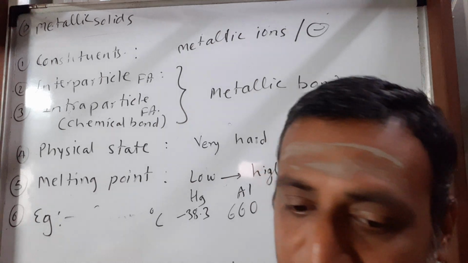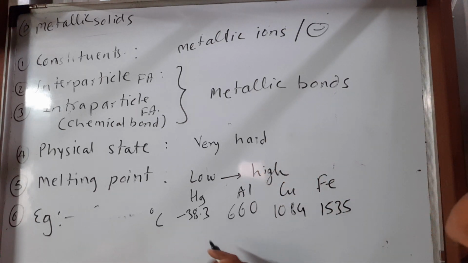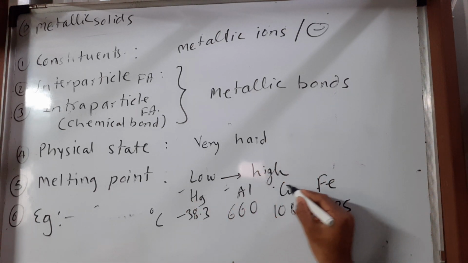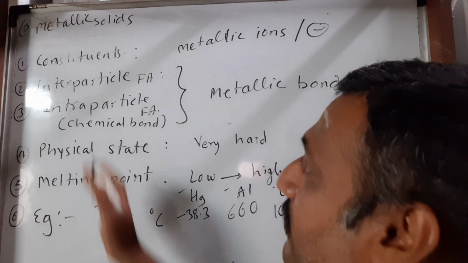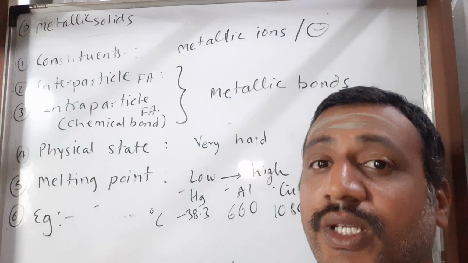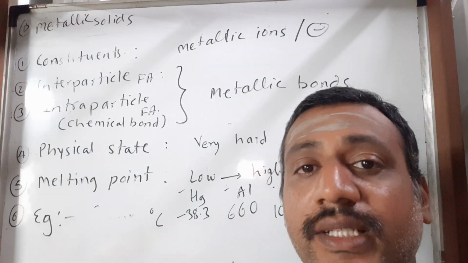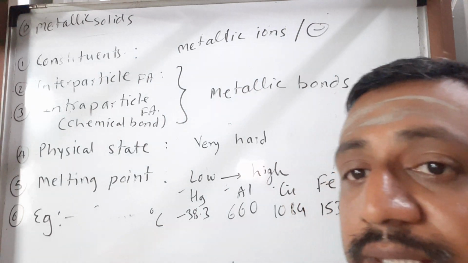Now examples are here in front of you. Mercury and all these are in the solid state. We know mercury is in the liquid state at room temperature, but we are talking about the metallic solid. So if we freeze mercury below minus 38.3 degrees Celsius, it will be a solid.